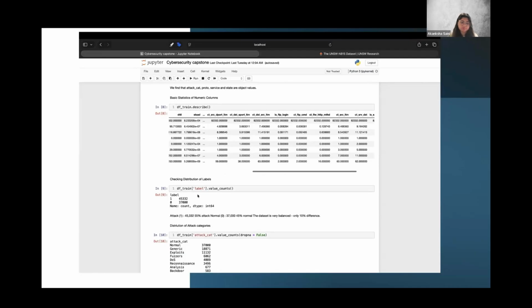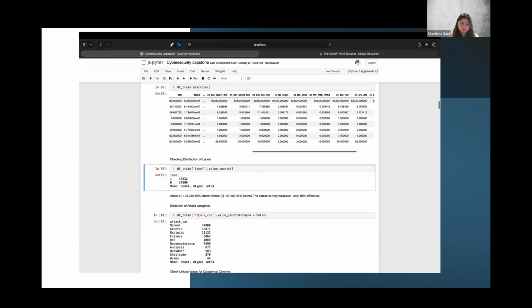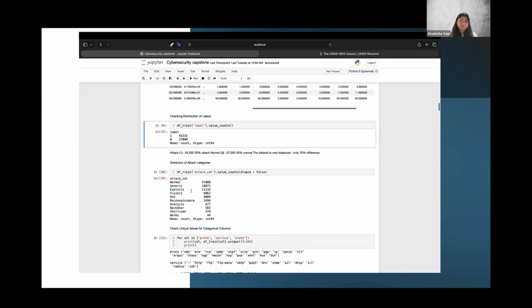So the 0 represents the normal traffic and 1 represents the attack traffic. And we see that our dataset is roughly balanced, and this is really crucial as it prevents the model from being biased towards the majority class. Then we also looked at the distribution of the different attacks we have in the dataset.